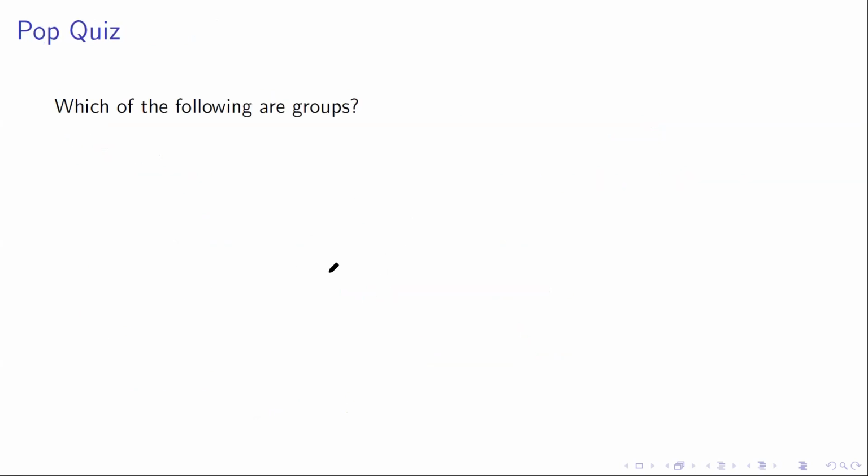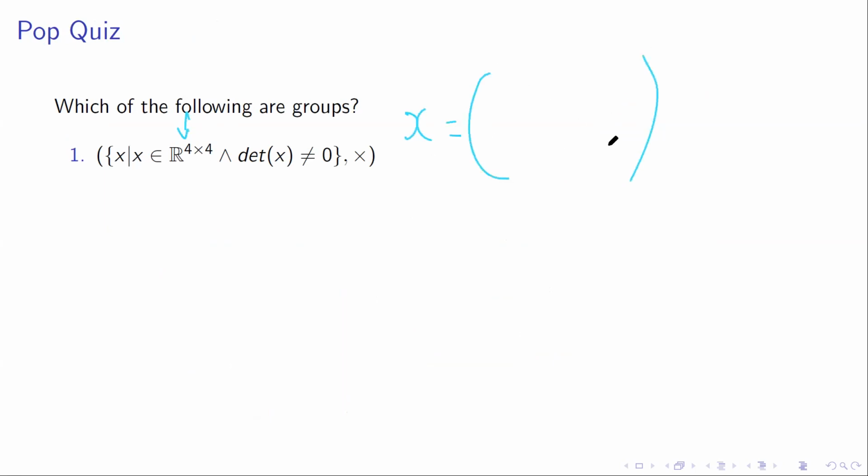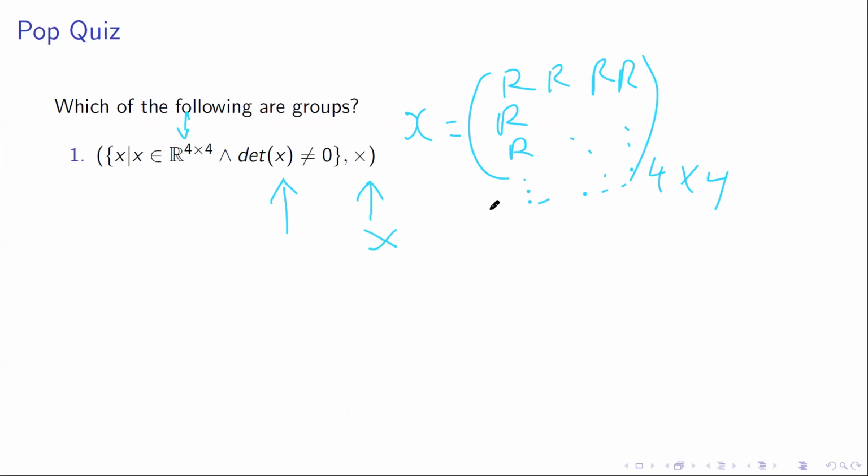So some quizzes. Which of the following are groups? What this means is that X is a 4 times 4 matrix where every entry is a real number, and the determinant of X is not 0. And we are using the operation multiplication. So is this a group? Some responses, maybe you can say yes or no.